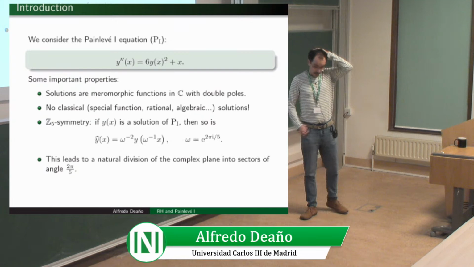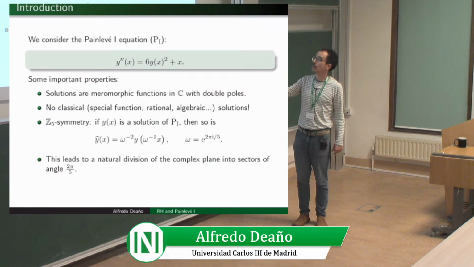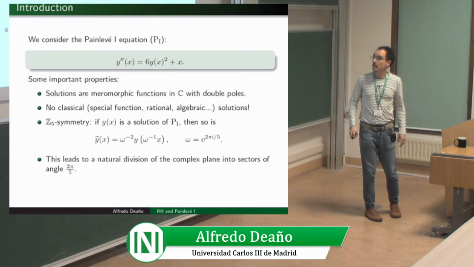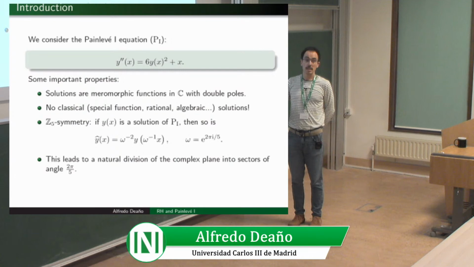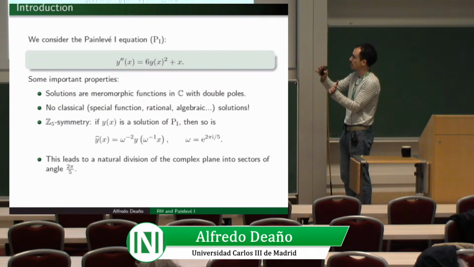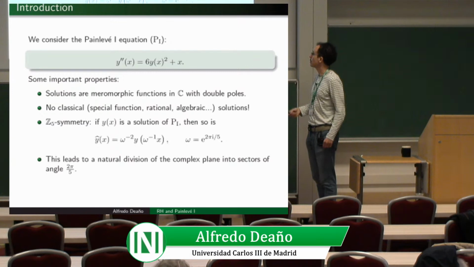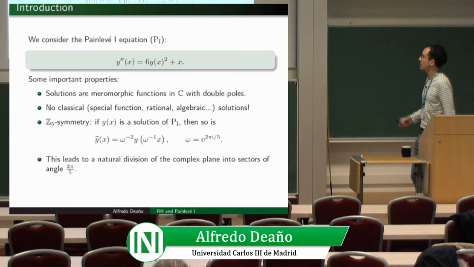But there are many properties that can be used. One of them is, for example, this five-fold symmetry, in the sense that if you have a solution of Painlevé one, then you can rotate it and get, not exactly the same solution. Nalini Joshi, at some point, was discussing a very interesting case, the perfectly symmetric case, where you rotate and you get back to the same solution in all the sectors. But in general, you analyze in one sector and you can rotate to a different solution. And this symmetry leads, in the isomonodromy approach, to a natural division of the complex plane into sectors of angle 2π/5. So basically, you can restrict to one and then rotate.